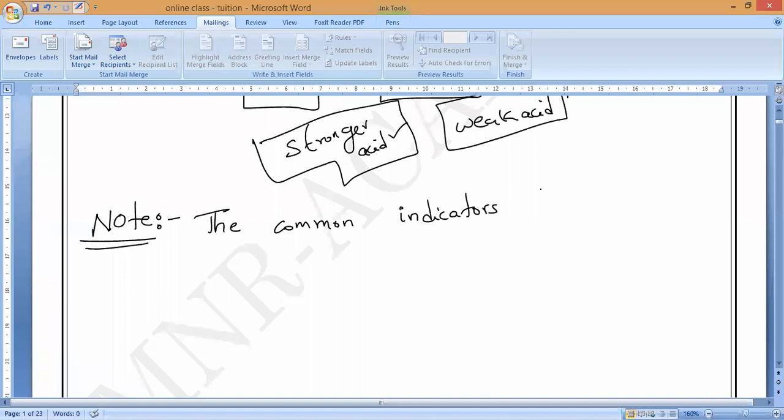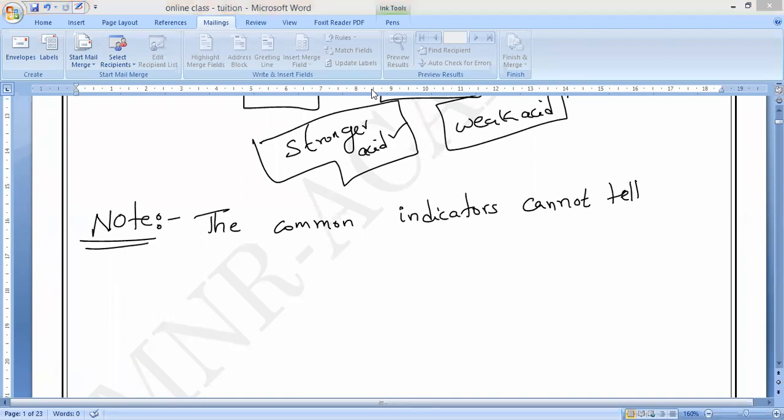Common indicator will tell us whether the given substance is acid or base, sir. But it will not say whether it is a strong acid or weak acid, weak base or strong base.